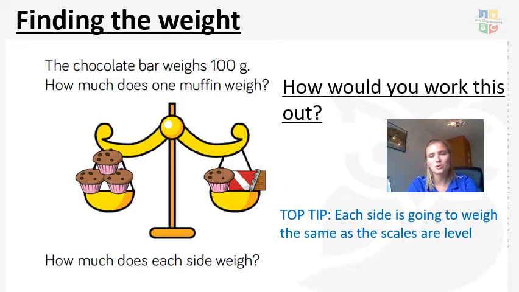Okay, you might come across questions that look like this, and these are a challenge. So the chocolate bar weighs 100 grams, so we know how much the chocolate bar weighs. How much does the muffin weigh? So we need to know how much the muffin weighs, and then we need to work out how much each side weighs. So have a think, don't work it out yet, but have a think, how do you think you could work it out? And just a top tip, each side weighs the same because the scales are equal, they're balanced. They're not one up, one down, they're balanced.